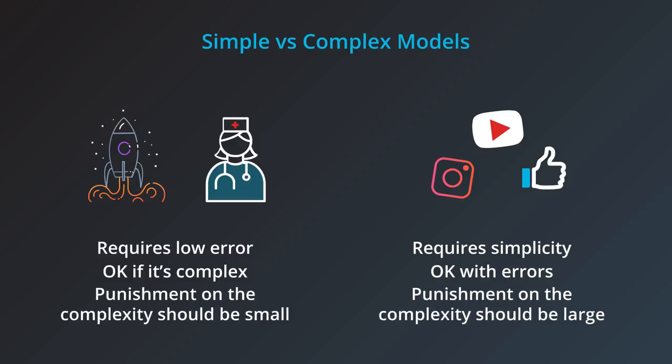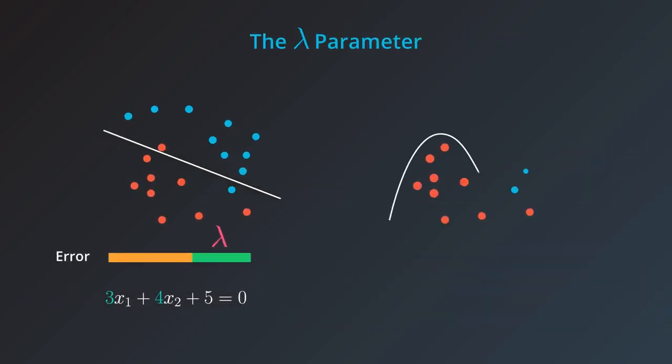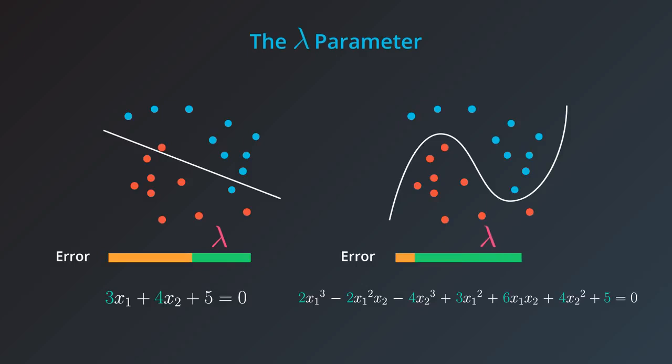complexity in each model. This can be fixed with a parameter, and this parameter is called lambda. What we do with lambda is we multiply the complexity part of the error as follows. Let's look at the two models again, and let's remember that the yellow part of the error comes from the misclassified points, and the green part comes from the complexity of the model, namely the coefficients in the polynomials.